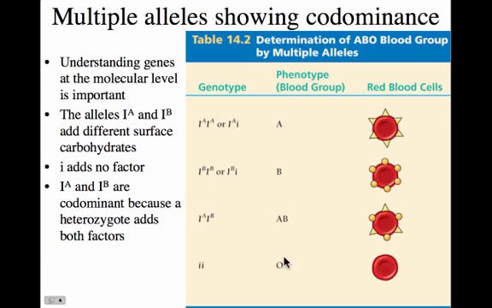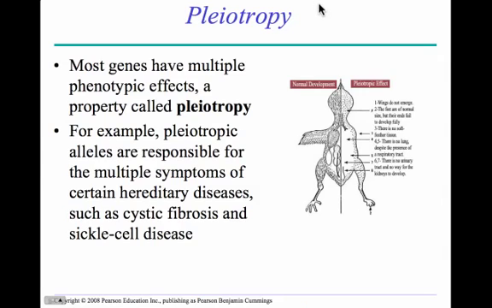And of course there's blood type O, and in these cases your genotype is i, and there are actually no carbohydrates on the red blood cells. So these are multiple alleles and they show codominance.